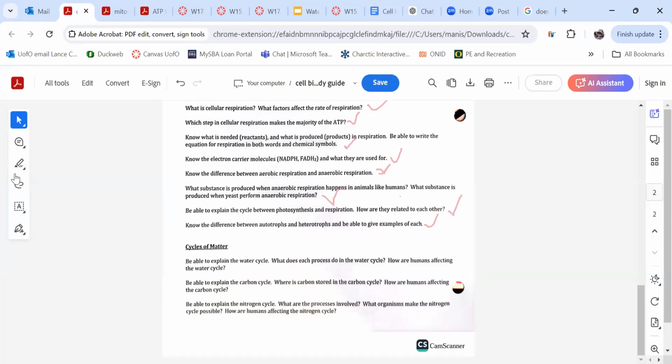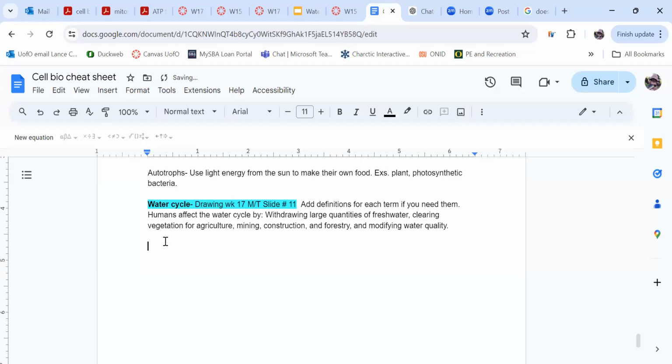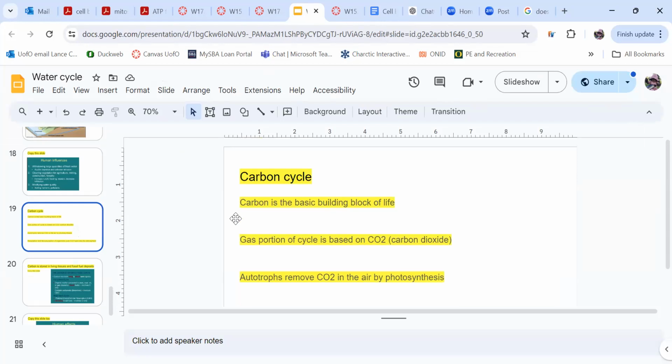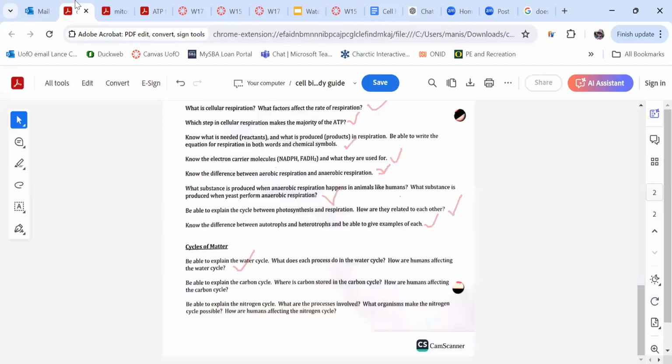So how are humans affecting the water cycle? We got that. Bada boom. Be able to explain the carbon cycle. Where is carbon stored in the carbon cycle? How are humans affecting the carbon cycle? Okay, so below water cycle, we'll put carbon cycle. Does this require another drawing? Maybe. Or is it necessary? Be able to explain the carbon cycle.